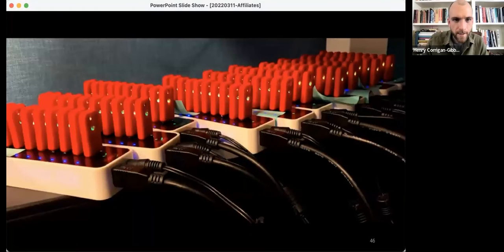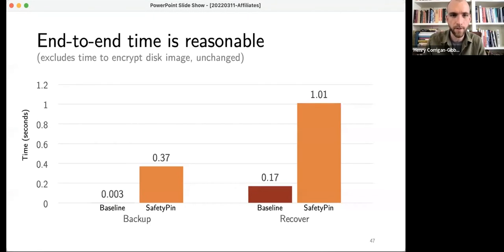So, this is what it looked like in practice. Emma got a bunch of these and hooked them up to a computer in her lab. And we ran all the experiments. These are not simulations. These are actually run on the real HSMs. So the first thing that we can conclude is the end-to-end time for both backup and recovery is pretty modest, even though the HSMs are these super slow devices. For example, to back up and recover, it takes less than a second for both operations. And you have to remember that backing up actually requires encrypting a huge amount of data, right? All of your photos and videos and other information.